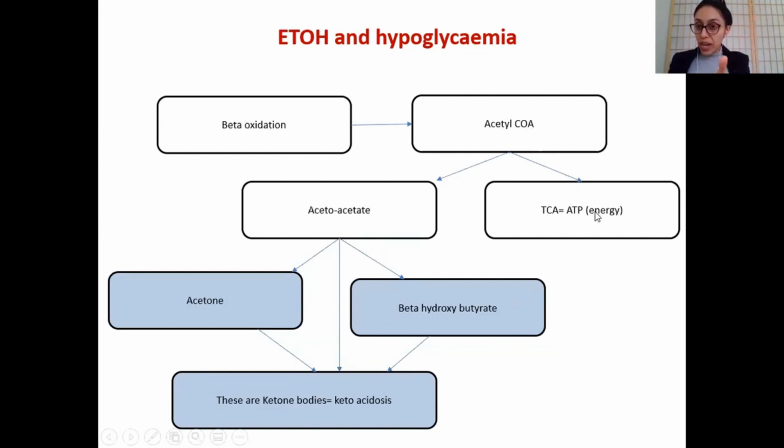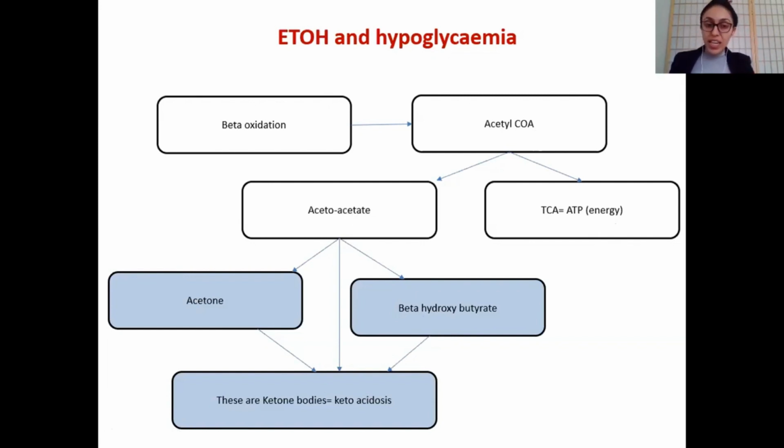Acetyl-CoA can go into the tricarboxylic acid cycle to give you energy. But acetyl-CoA also produces acetoacetate. Now this acetoacetate can then break down and give you three types of ketone bodies, which are acetone, beta hydroxybutyrate, and acetoacetate.